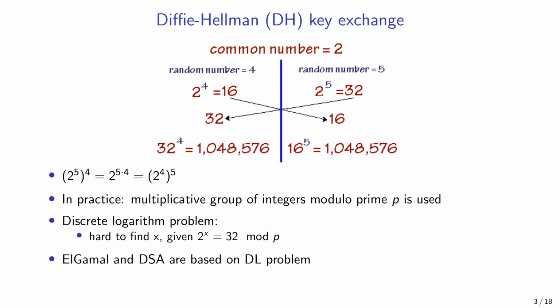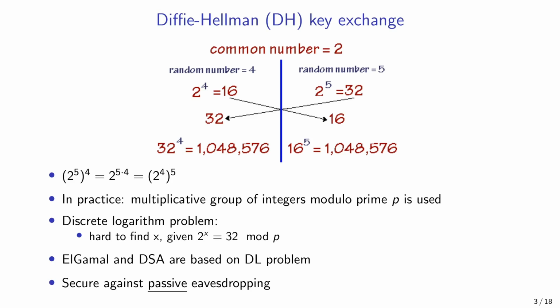This discrete logarithm problem provides not only this Diffie-Hellman key exchange algorithm, but is also used to implement the ElGamal encryption scheme and the DSA digital signature algorithm. And then there are also other less popular crypto schemes based on the discrete logarithm problem.